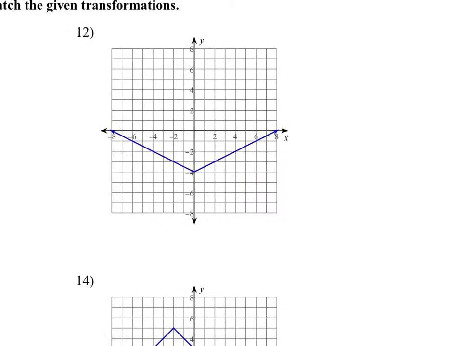All right, question 12. Name the vertex first. Looks like that's at 0, -4. And let's name the slope for ourselves so we can use that. That looks like up 1 over 2, so that's 1/2.